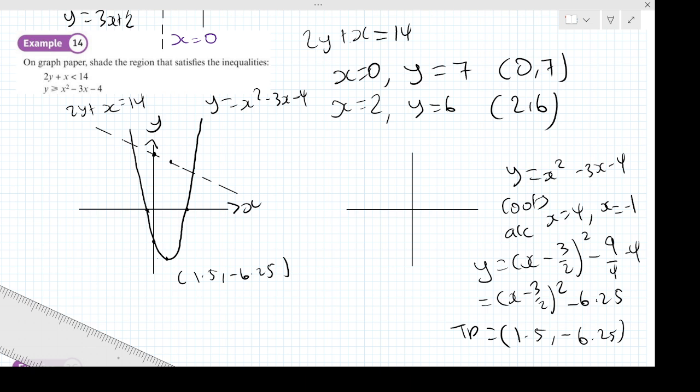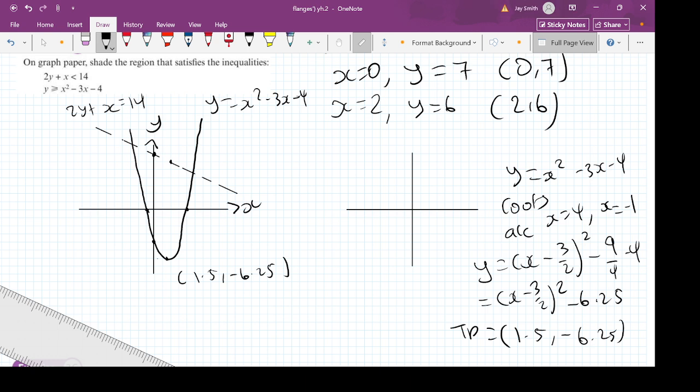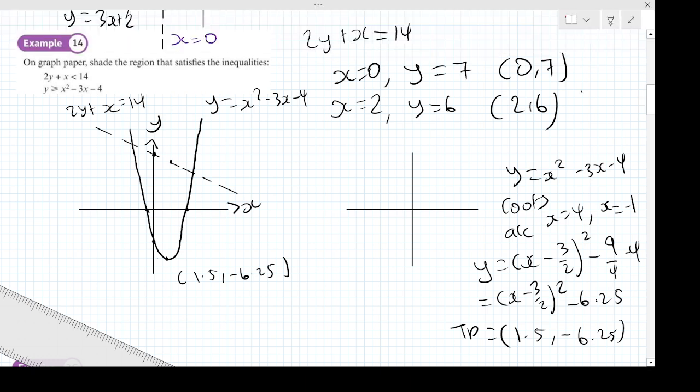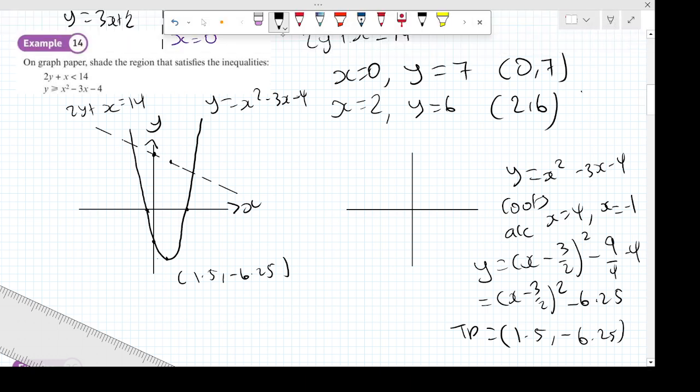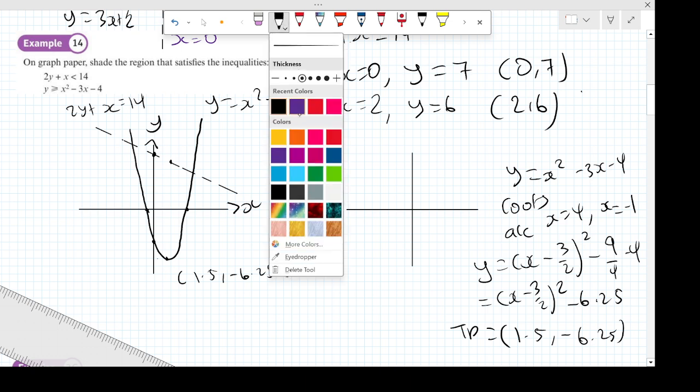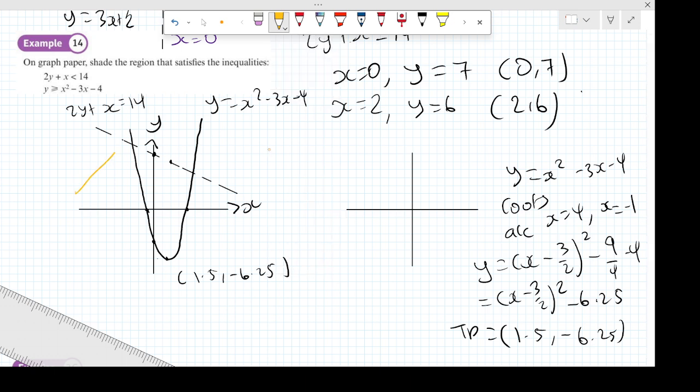So we want to be below the line. Oh, hang on, one thing. So the region I'm going to shade here is going to be below the line. So it's simply going to look like that, okay?